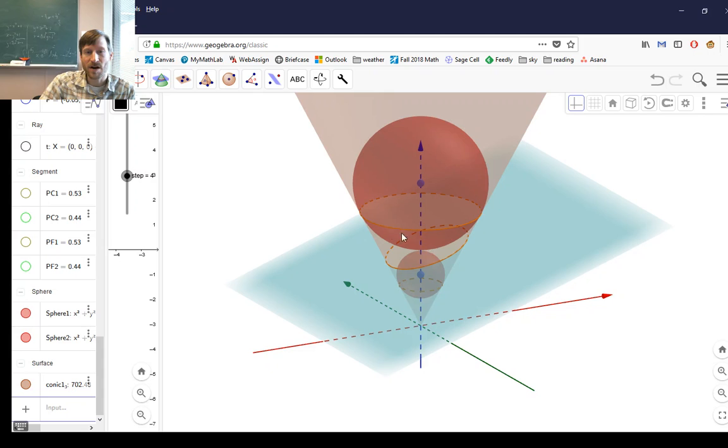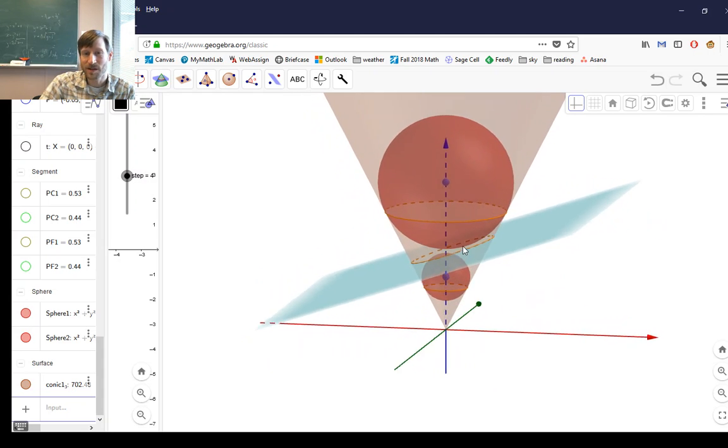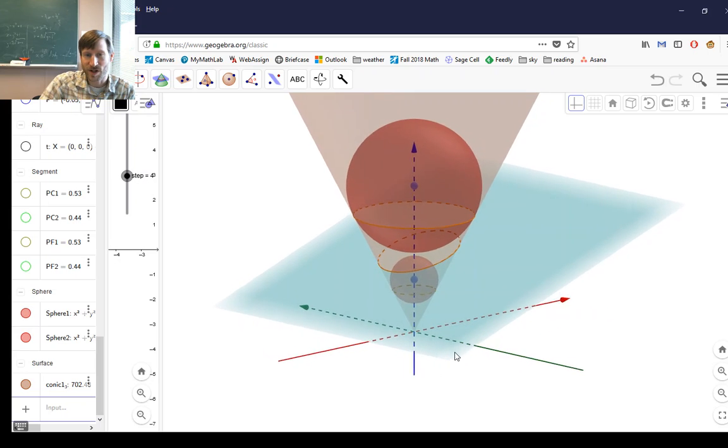And they are tangent to the cone around their edge, and they touch the ellipse at a single point for each cone.